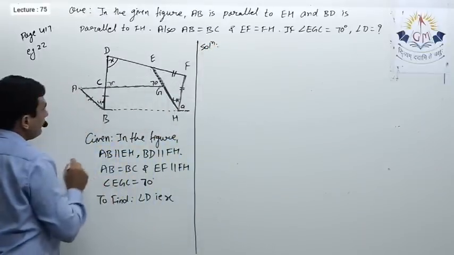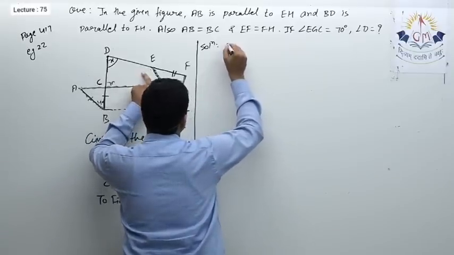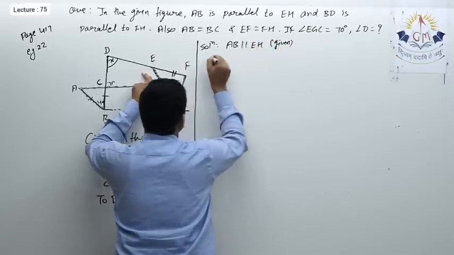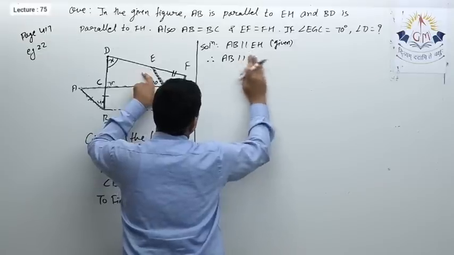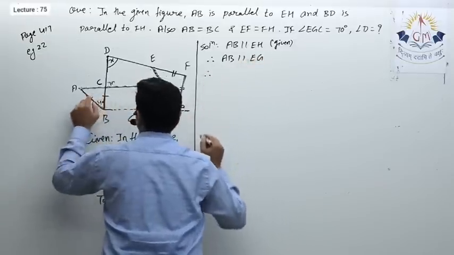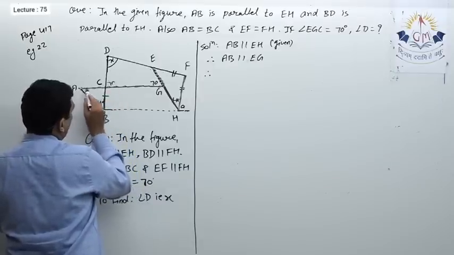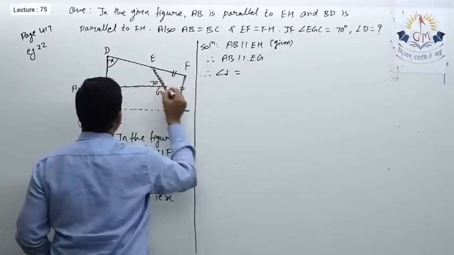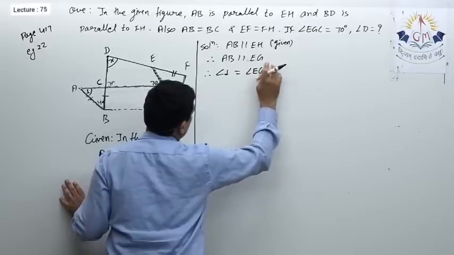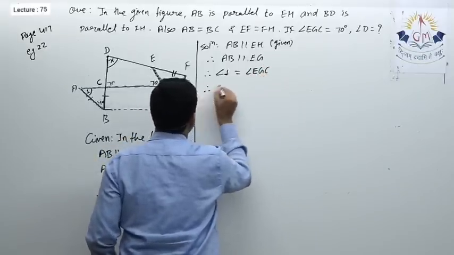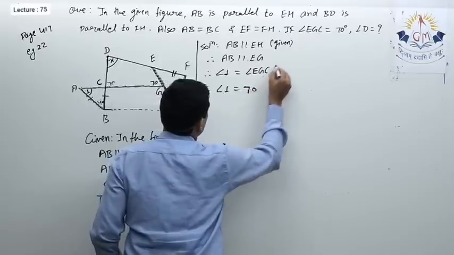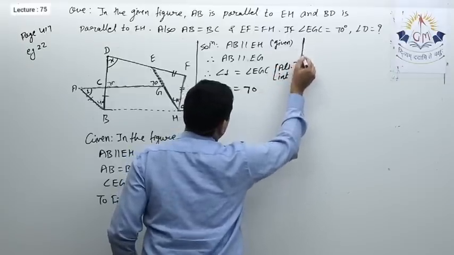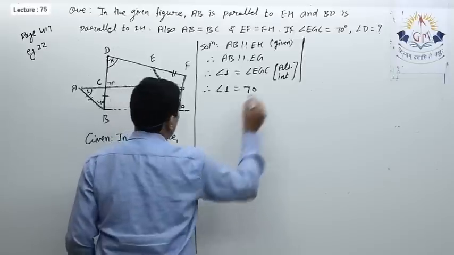Okay, so now let us see how to solve this. First of all, here I will write: AB is parallel to EH, given, therefore AB is parallel to EG, and therefore I can say, for a while I am saying this is angle 1, therefore angle 1 is equal to angle EGC, therefore angle 1 is equal to 70 degrees. Here, alternate interior angles. Angle 1 equal to 70 degrees.